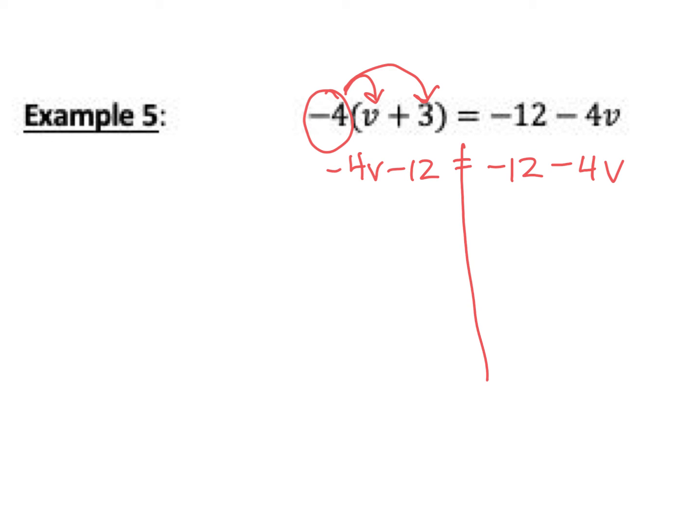I like to move my variables first, so I'm going to move the -4v to be over here, okay? So how do I move it? I want it to go away. I'm going to make it a 0, so I'm going to add 4v to both sides.